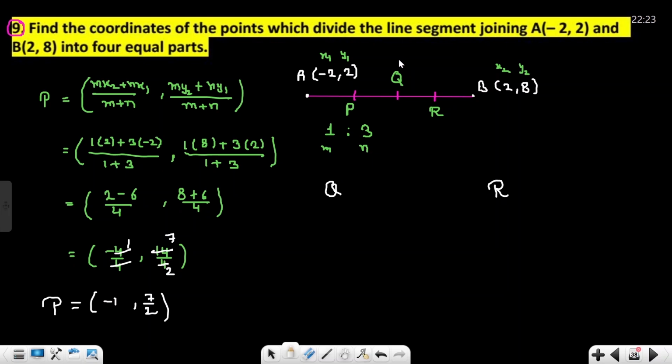For the Q coordinate, which value do you take? How many parts? 2 parts here and 2 parts here. It means Q is the midpoint. 2 ratio 2 means 1 ratio 1. For point R, how many parts this side? 3. And this side 1. So take ratio 3 ratio 1 for R. For Q, 1 ratio 1. Same thing. Same x1 value, x2 value, y1 value, y2 value. Put the values in the section formula and get the answer for the Q and R coordinates.